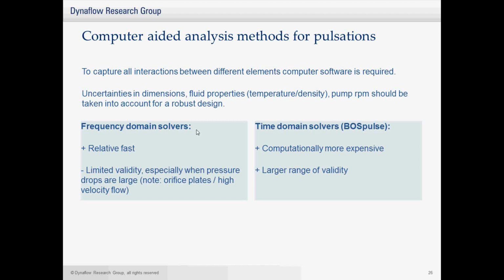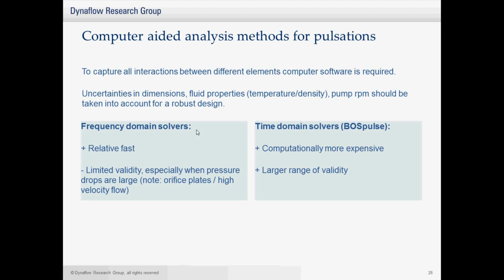So what kind of computer software is out there? On the left you have the frequency domain solvers. These are solvers based on linearized flow equations, and they're relatively fast, but they also have a limited validity, especially when pressure drops are large. So if you have an orifice plate in your system, or a partially closed valve, or high velocity flow, those all cause large pressure drops in your systems, and you can expect that the frequency domain solvers introduce a lot of inaccuracy in your pulsation analysis.